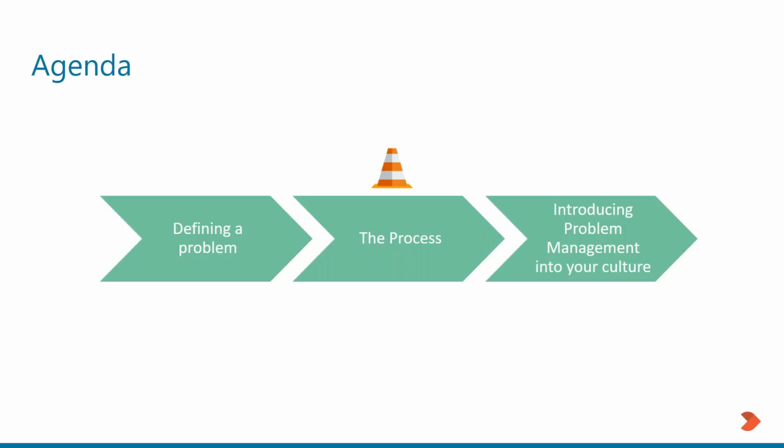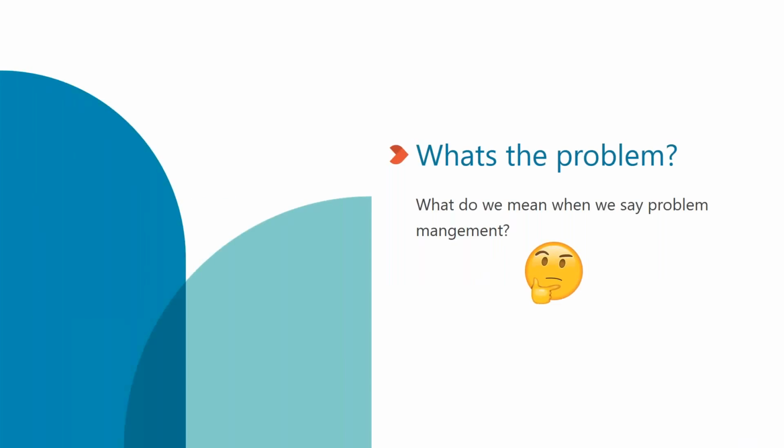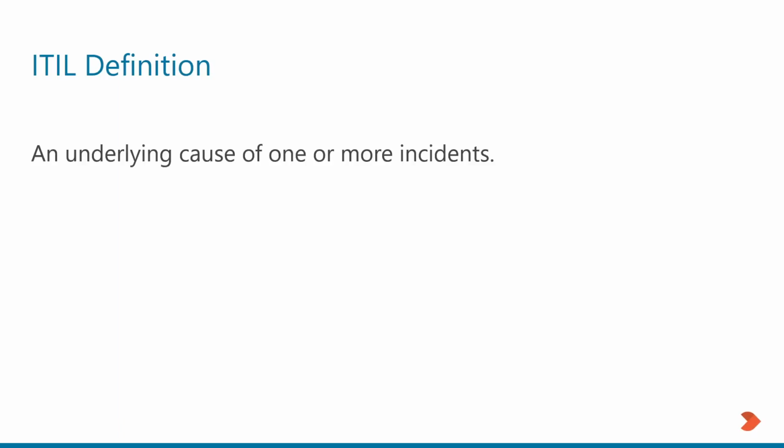So let's get started with defining problem management. What do we mean when we say this? What does this generic term actually mean in terms of service management? Well, I couldn't think of a better way to define problem management than the ITIL definition. For those listening who aren't familiar with ITIL, it is a best practice framework for service management used heavily by IT, but there are elements that are useful to other service management, such as facilities and HR. And ITIL basically says that a problem is the underlying cause of one or more incidents.